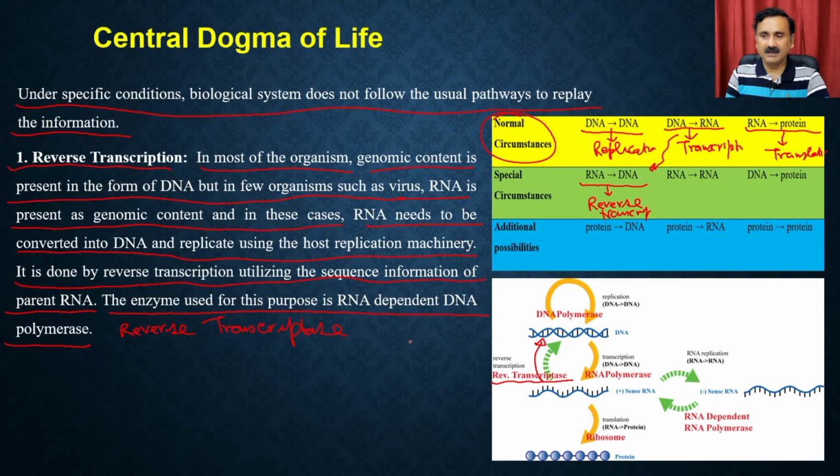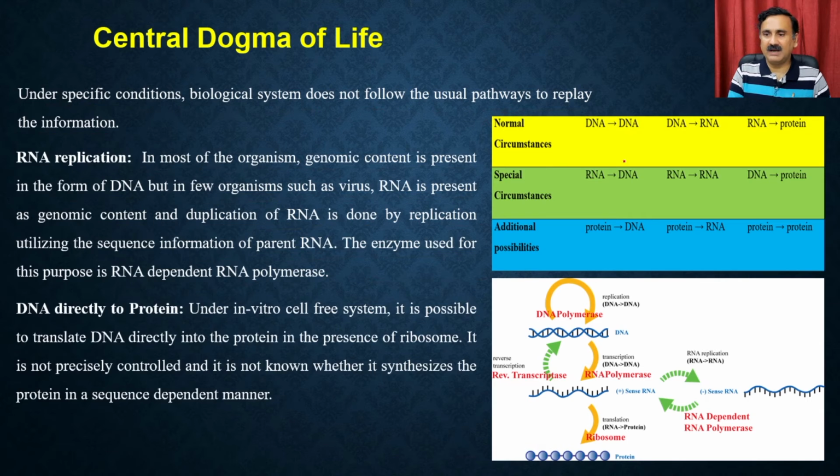Then we have another example where you can have the RNA dependent RNA synthesis, and that is called RNA replication. In most of the organisms, the genomic content is present in the form of DNA, but in some organisms such as viruses, RNA is present as the genomic content and is replicated utilizing the sequence information of the parent RNA. The enzyme used for this purpose is called the RNA dependent RNA polymerase.